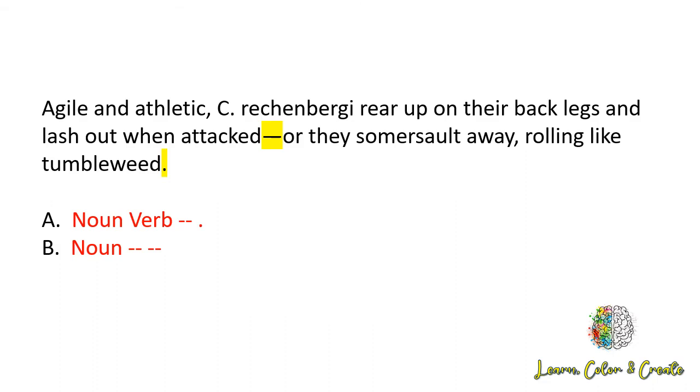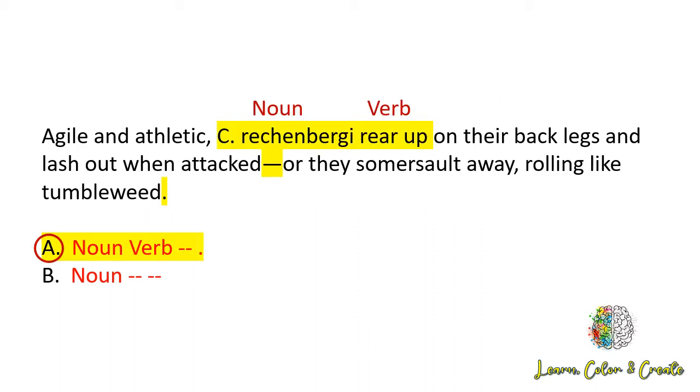This next sentence gives us a sentence with a dash followed by a period, and we want to decide if that is grammatically correct or not. So we're going to look for our noun and verb, and we see that this sentence has the noun, Rechenberg, and the verb rear up before the dash. So that follows the rule of noun, verb, dash, period. So that is grammatically correct, and we're going to choose option A.